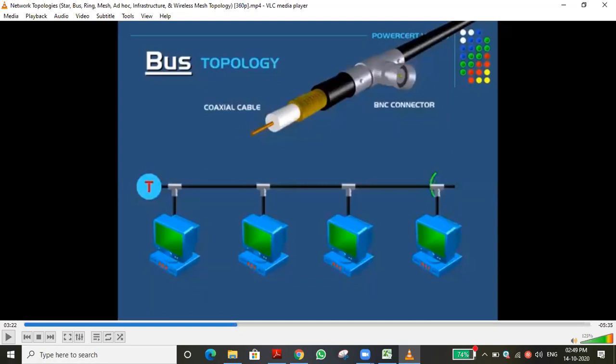This type of cable was also used. I still remember when I was studying my UG, in my computer lab it was connected through this type of coaxial cable. But nowadays, we are using Wi-Fi or fiber optics. That was more advanced. Let me see the remaining also.